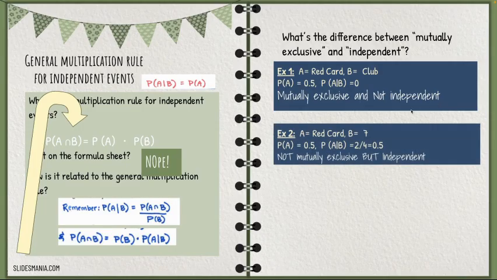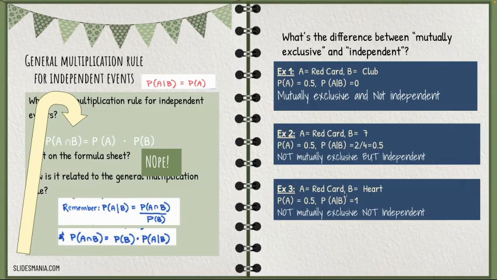Here's another example. A is a red card and B is a 7. So the probability of A, probability of a red card, is half. Probability of a red card given it's a 7 is 2 out of 4, which is also a half. So you can have a red 7, so that's not mutually exclusive. But see how these probabilities are equal? So that tells us they are independent.